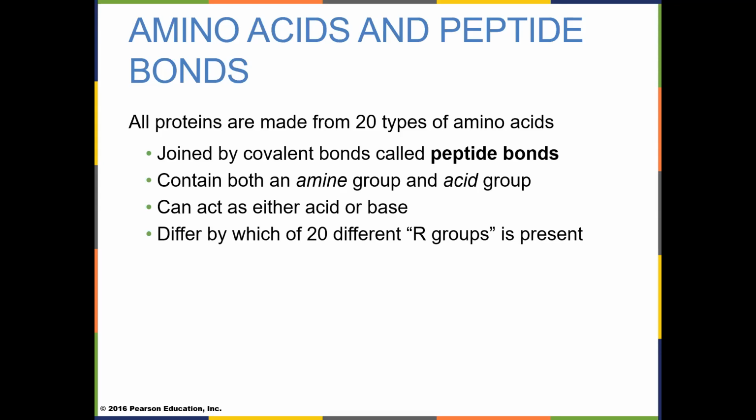Consider this, there are 26 letters in the alphabet. And yet, the last time I looked, there were like 300,000 different words in a dictionary. So out of just those 26 letters, we can make any 300,000 words. Well, with 20 amino acids, we can make every protein we need.